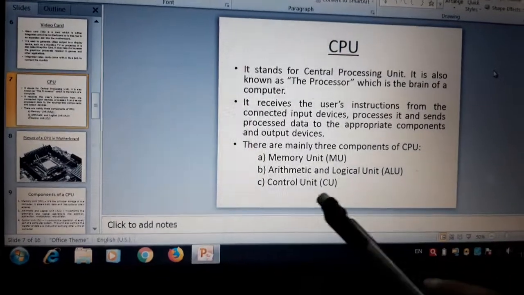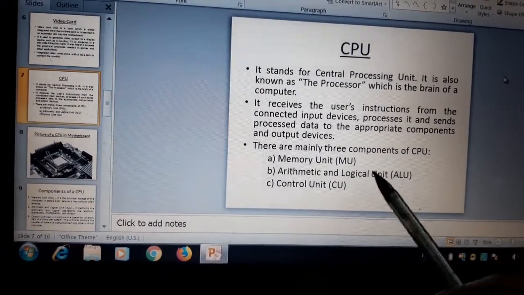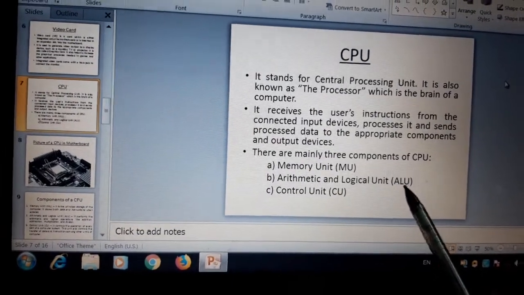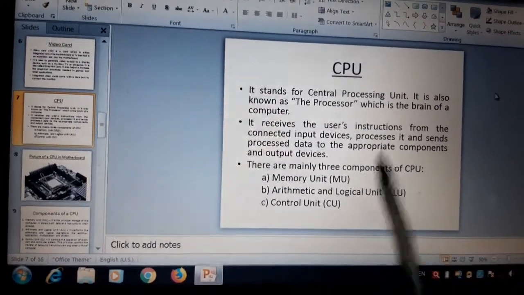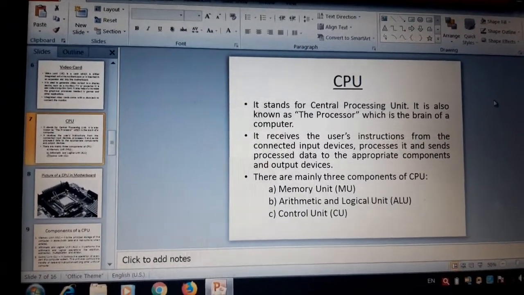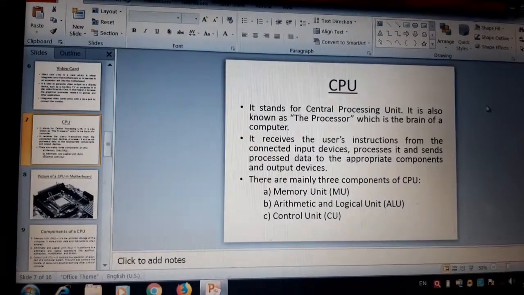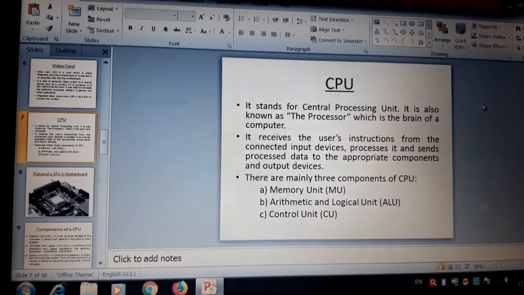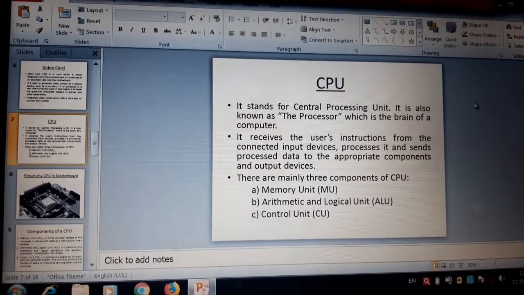There are mainly three components of a CPU. What are those? Memory unit, arithmetic and logic unit, that is called ALU, and control unit. So without a CPU, a computer cannot work. It cannot do any calculation because it is also called the brain of the computer. So without brain, computer will not work. It is a very important part of the computer.